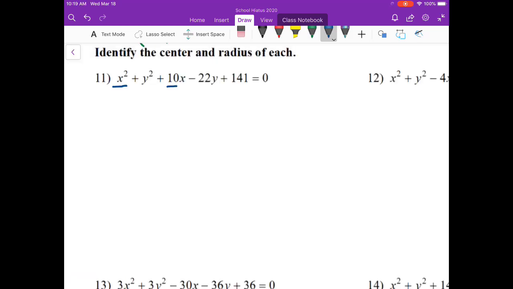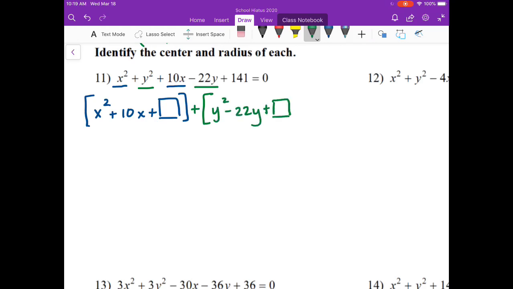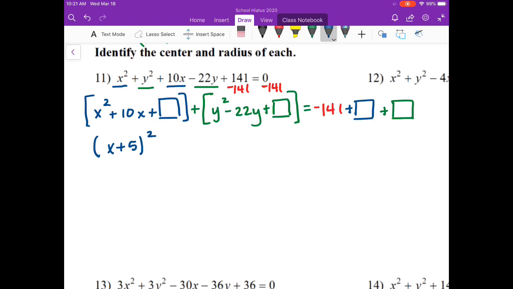To find the center and radius for each of these circles, we'll need to rewrite the equation into standard form. We'll have to complete the square to do this process, so we'll group the x terms together and the y terms together, then we'll subtract 141 to the other side of the equation. Now we're ready to half it, drop it, square it, and add it for both the x's and y's.